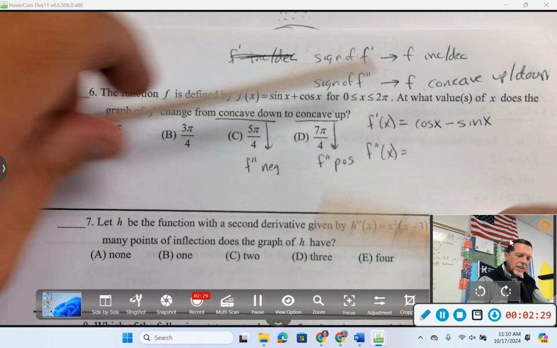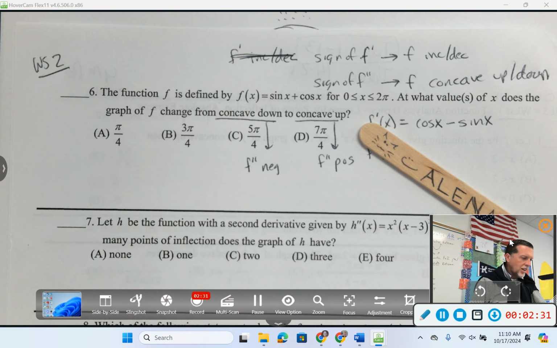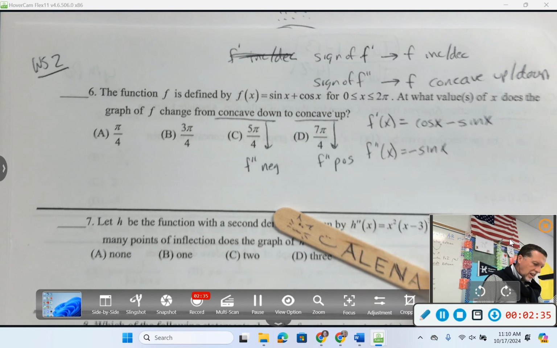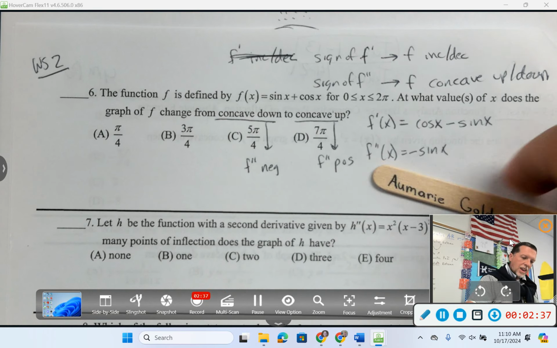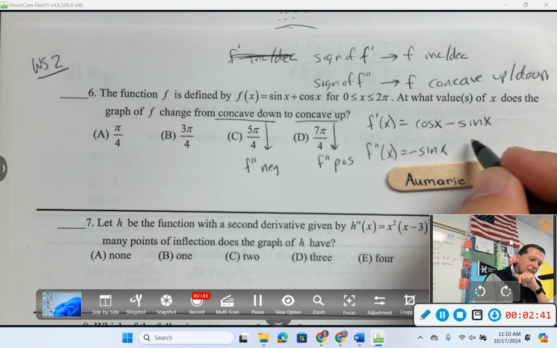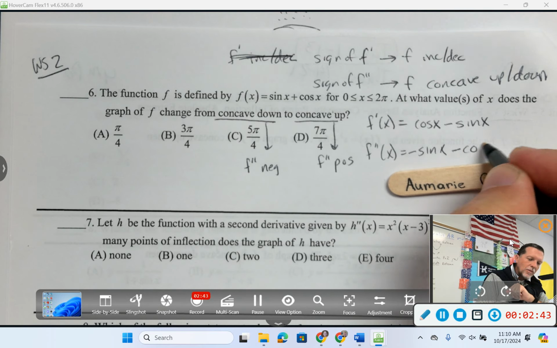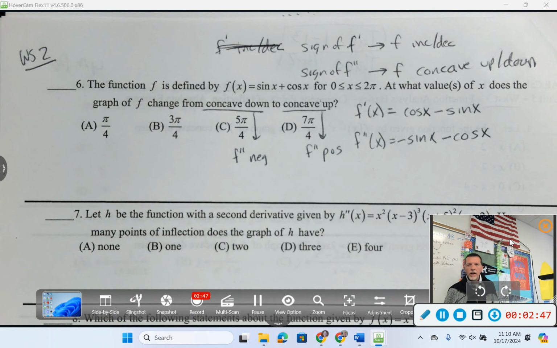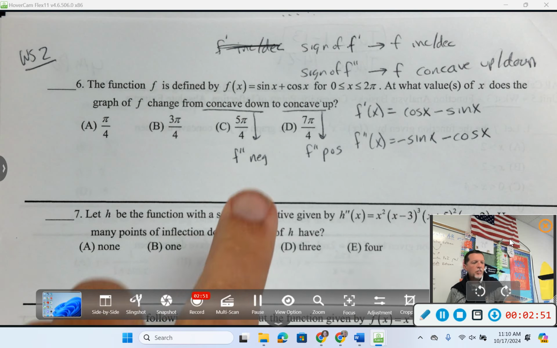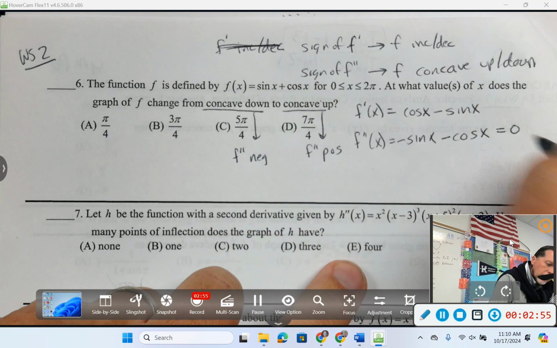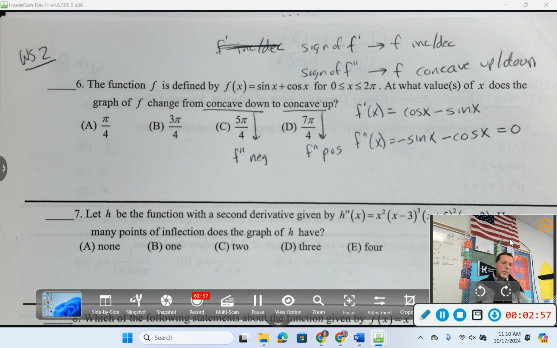So now, Alina, I need the derivative of cosine. Negative sine. And Marie, the derivative of negative sine. So minus. Yeah, thank you. So minus cosine of x. Okay, got the second derivative. That tells me concavity. I want to know where it changes from negative to positive. So let's first set it equal to 0 and figure that out. And then we'll do the number line thing.